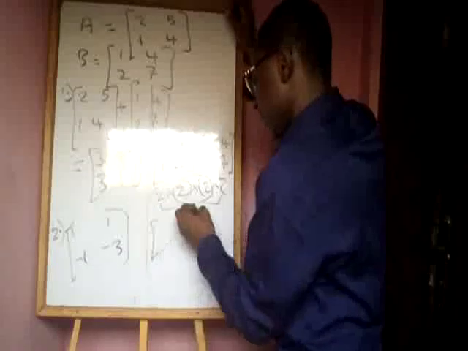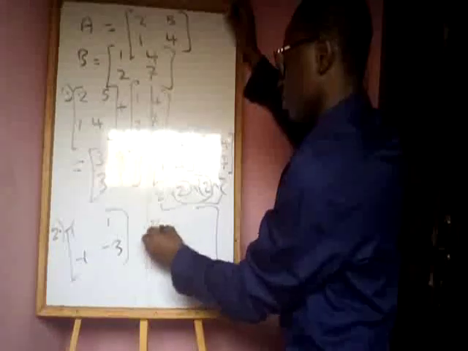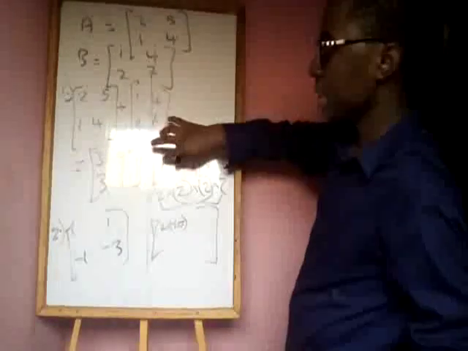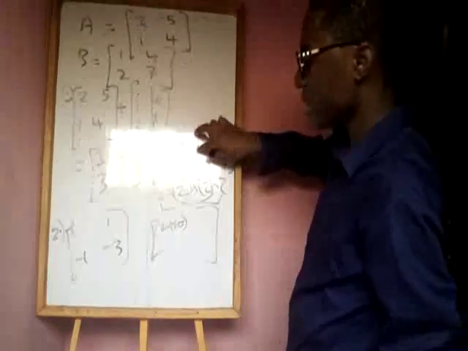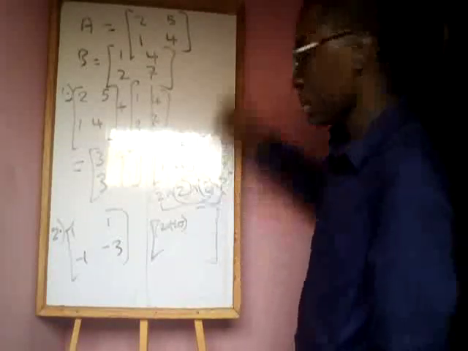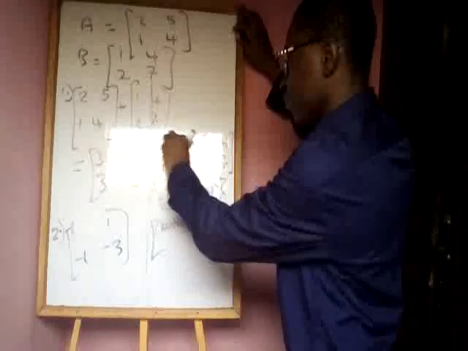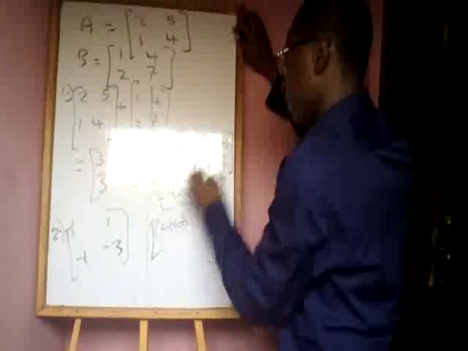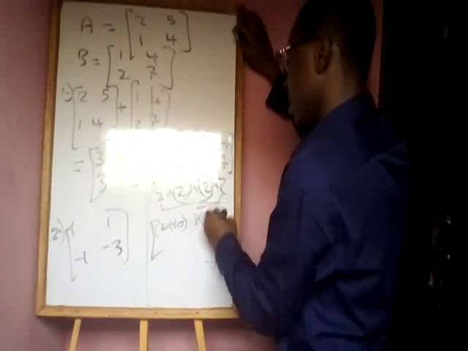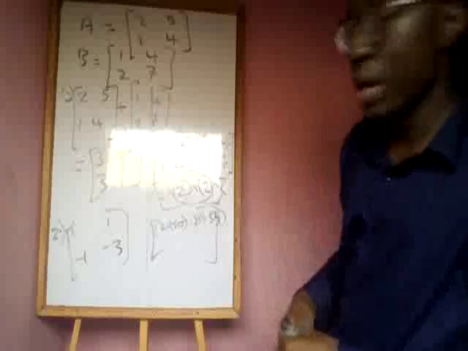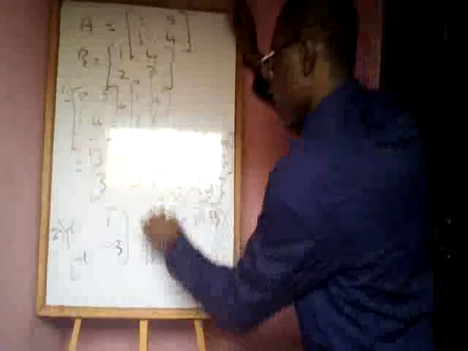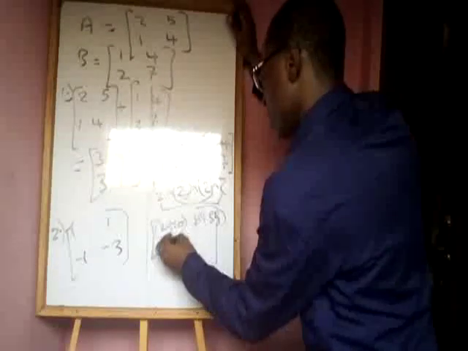So let's evaluate that. 2 times 1, that's 2. 5 times 2, that's 10. That's 2 plus 10. So we are multiplying the first row with the first column here to get the 1 by 1 cell of the result. Then for the 1 by 2, we multiply the first row with the second column. That's 2 times 4, 8, plus 5 times 7, 35. That's for the 1 by 2. Then for the 2 by 1, we multiply the second row by the first column of the second matrix. That's 1 times 1, 1, plus 4 times 2, 8.